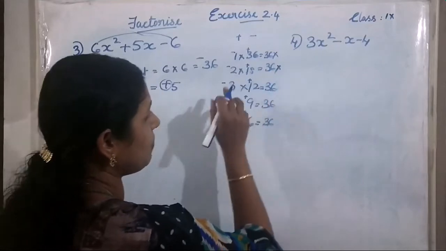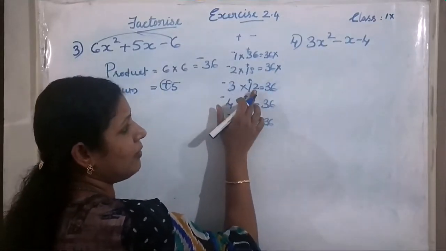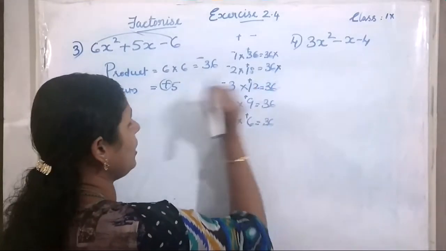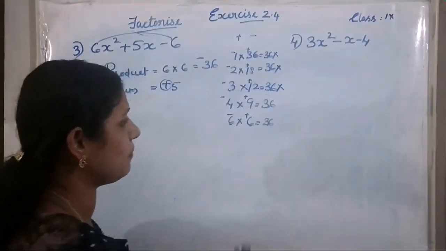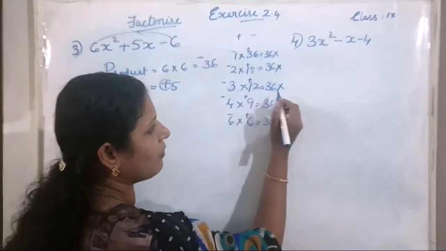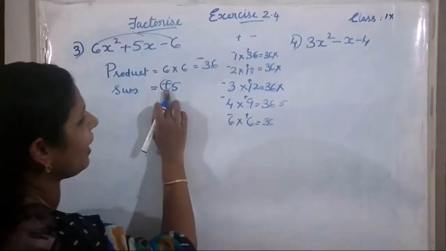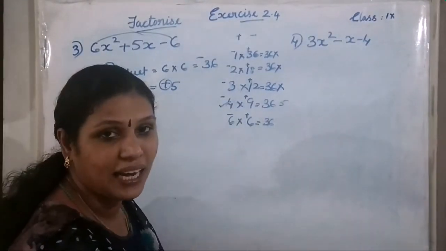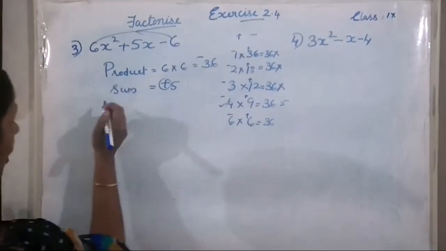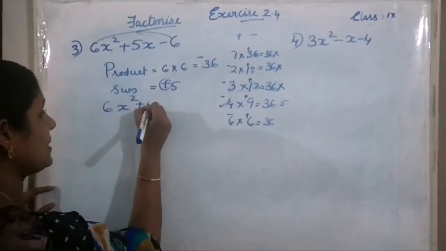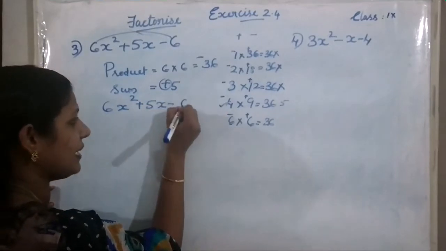Here also not possible. 12 minus 3 is 9, so 9 is not needed here. It's not possible. Here 9 minus 4 is 5. So our numbers are minus 4 and plus 9. Understood? Now again we write that question, 6x square plus 5x minus 6.